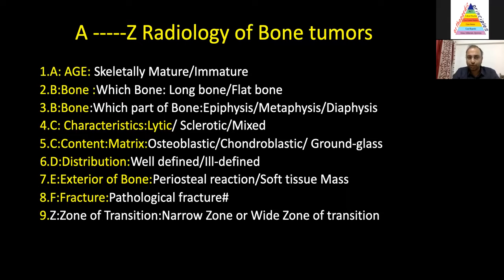B is for the bone, which bone, long bone or flat bone, which part of the bone, epiphysis, metaphysis, diaphysis, whether it's sclerotic, osteolytic, or mixed lesion, chondroblastic or osteoblastic content, well-defined or ill-defined, periosteal reaction present or absent, pathological fracture, and zone of transition.